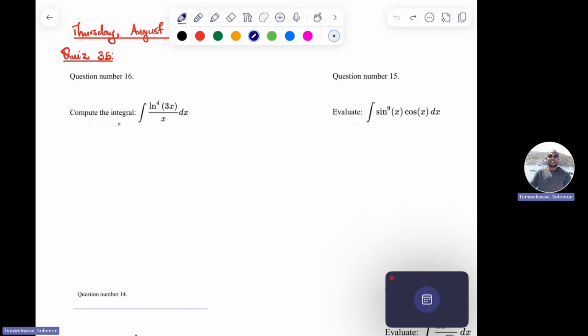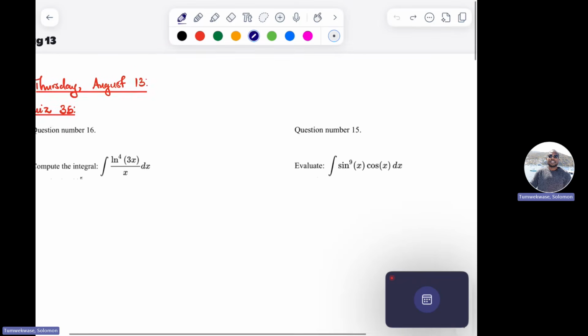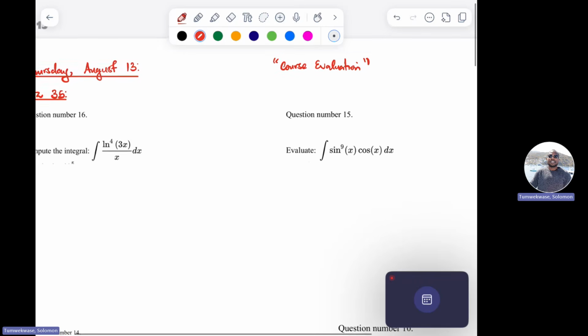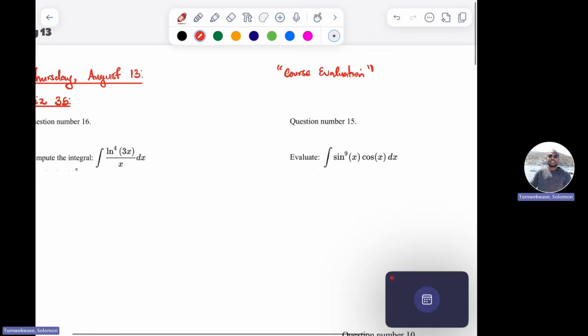Maybe the other thing I want to kindly remind you is that if you get some time, check out the course evaluation. I request that if you get some time, you do the course evaluation, and I think the due date is the 21st.